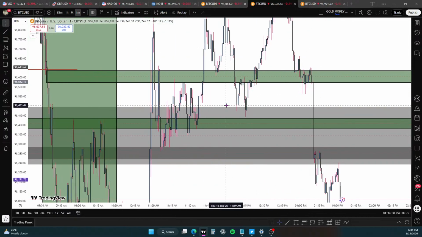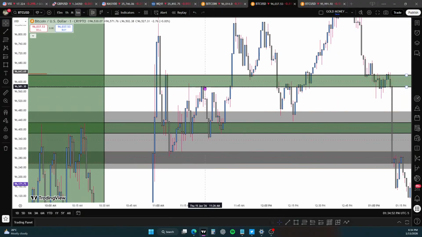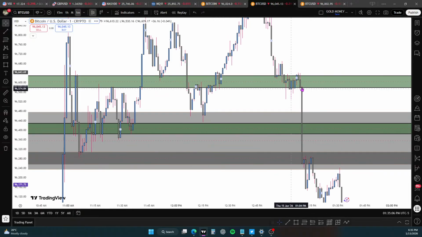Oh, sorry. So these highs staying below this green box, and then how it acts with this lower green box, and also here, and also here.